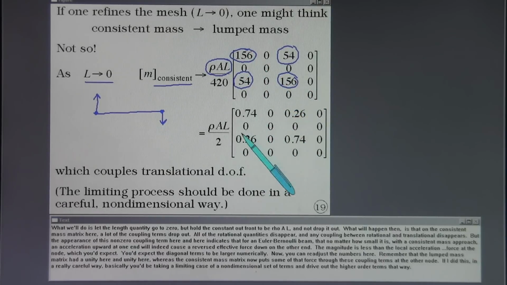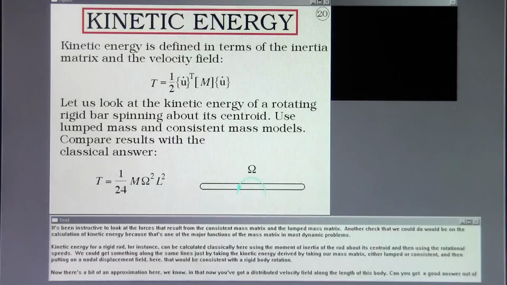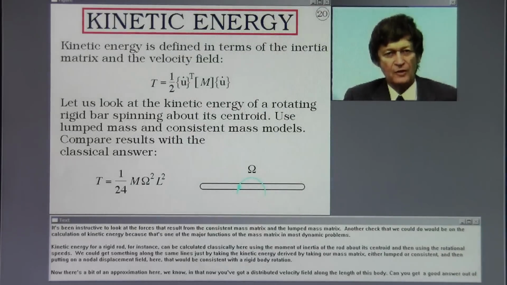Now you can readjust the numbers here. Remember that the lumped mass matrix had a unity here and unity here, whereas the consistent mass matrix now puts some of that force through these coupling terms at the other node. If I did this in a really careful way, basically you'd be taking a limiting case of a non-dimensional set of terms and drive out the higher order terms that way. It's been instructive to look at the forces that result from the consistent mass matrix and the lumped mass matrix.